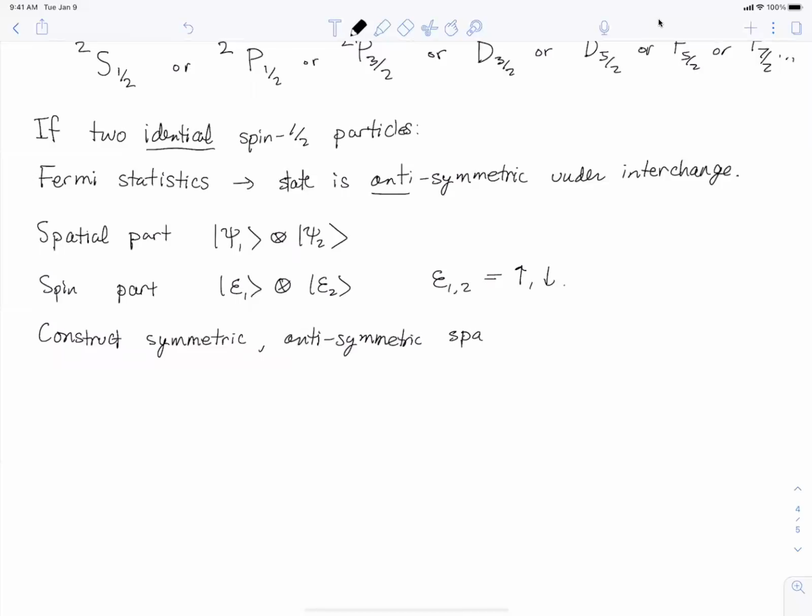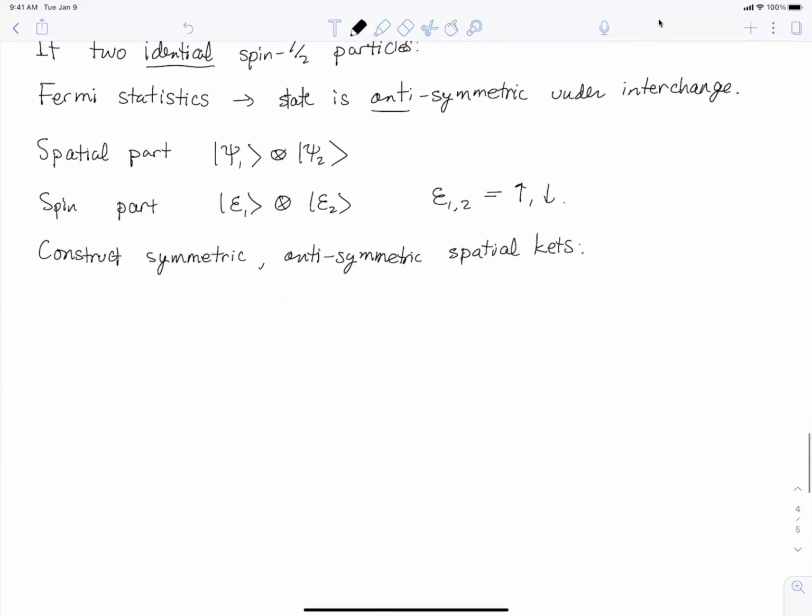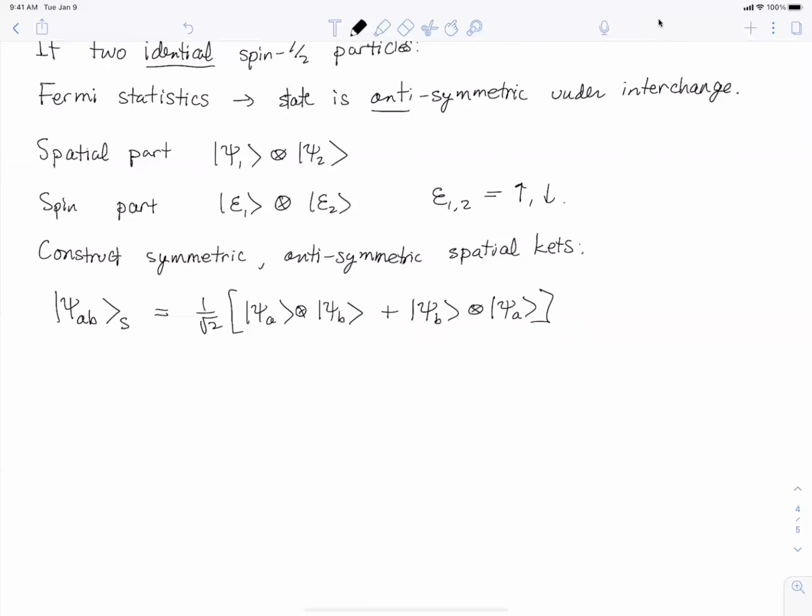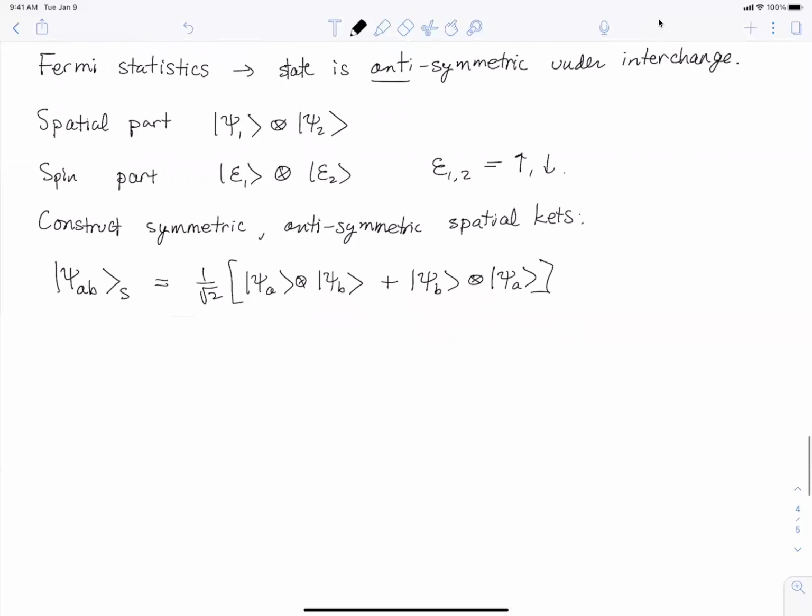So first we can construct symmetric and anti-symmetric spatial kets. To do that, I can label them, A and B are the labels for the two electrons. And this is 1 over square root of 2. I'm going to write down the only thing I can that is symmetric under interchanging them. Namely, I take the tensor product in one way, and then I exchange the labels and I add them together. And the 1 over square root of 2 is just for normalization.